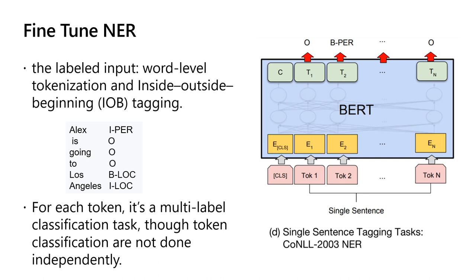The diagram on the right shows how to perform NER for an input sequence. Different from text classification, where only the beginning class token will be classified, each token of the input sequence will be classified by a multi-class classifier, though token classifications are not done independently.